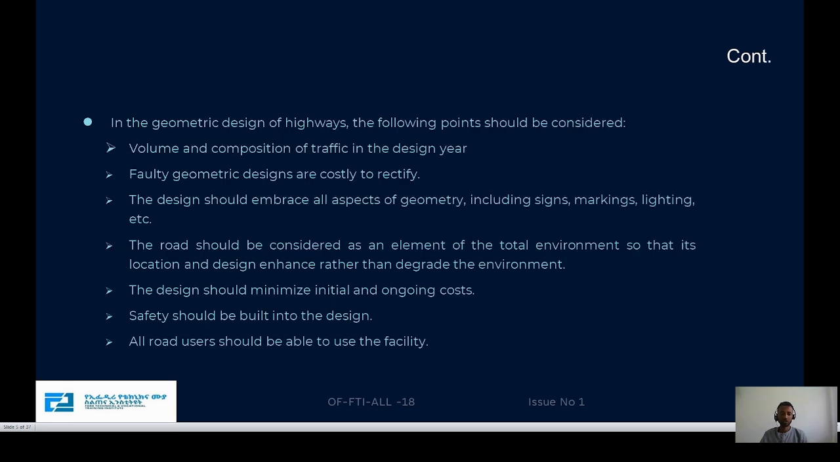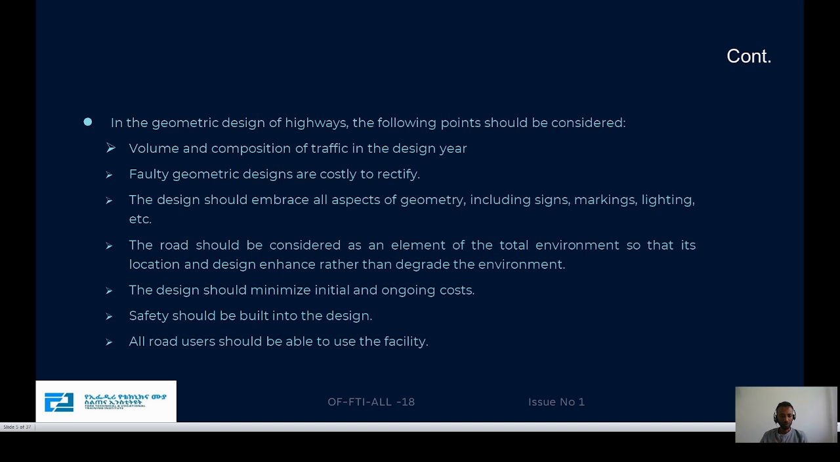So in the geometric design of highways, the following points will be considered. The first is the traffic volume, the number of vehicles, and the composition. There are different types of vehicles, for example passenger cars, four-wheel drives, minibuses, medium buses, large buses, small trucks, medium trucks, and large trucks. Different types of vehicles will be used, so knowing the composition of the traffic is also very important.